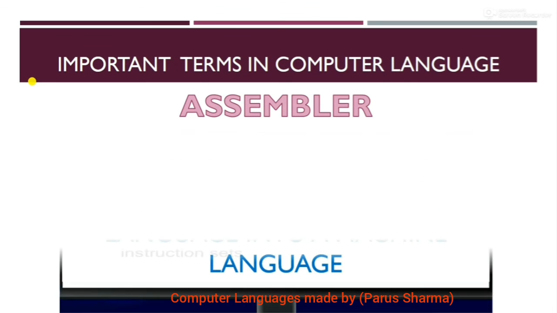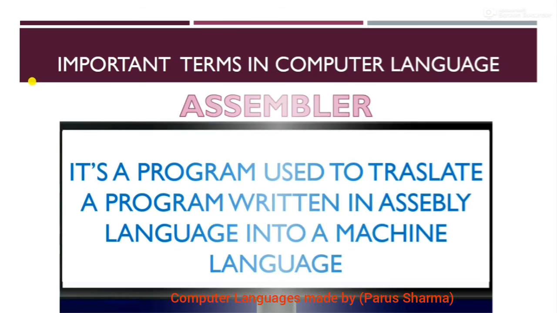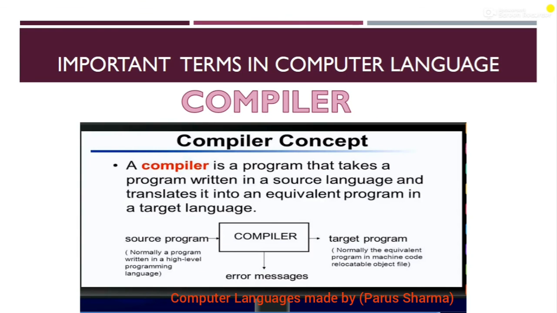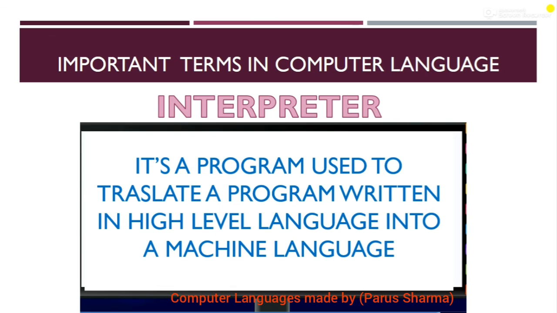Then we have the assembler. An assembler is a translator used to convert assembly language into machine language. A compiler converts high-level language into machine language in one go, that is, at once. An interpreter is also a program used to translate high-level language into machine language, but it reads instructions one by one and then executes them.